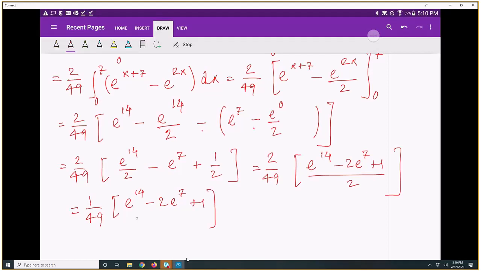And remember, this is a perfect square, and I get to write it as 1 over 49 times e to the power 7 minus 1, all to the power 2, which is the average value of the function over the given region R.